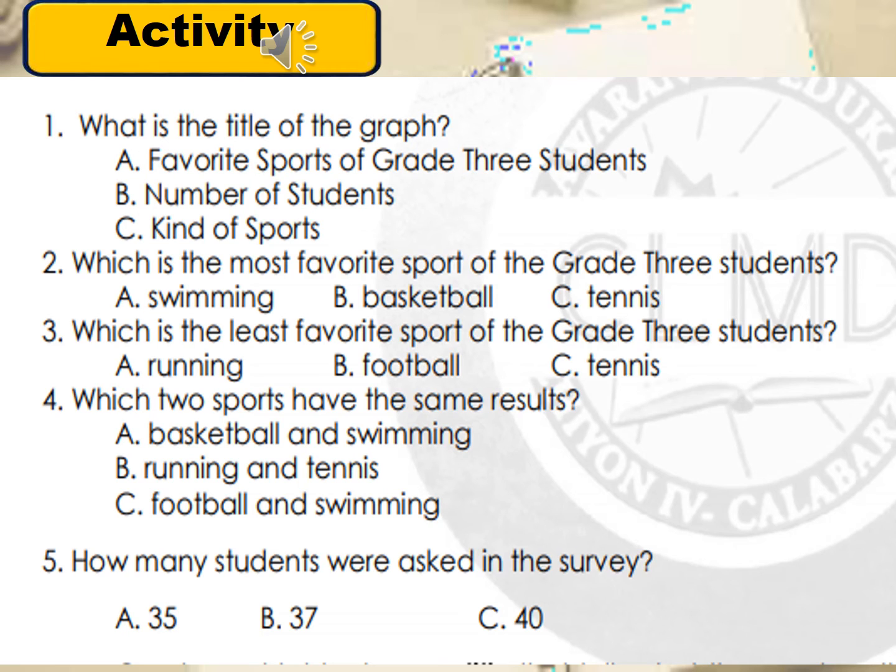Number 3, which is the least favorite sport of the grade 3 students? So least, it means the lowest number of likes or favorite. A. Running. B. Football. C. Tennis. Number 4, which two sports have the same results? So it means the same number of likes or votes. A. Basketball and swimming. B. Running and tennis. C. Football and swimming. Number 5, how many students were asked in the survey? A. 35. B. 37. C. 40. So you try to total the number of survey.